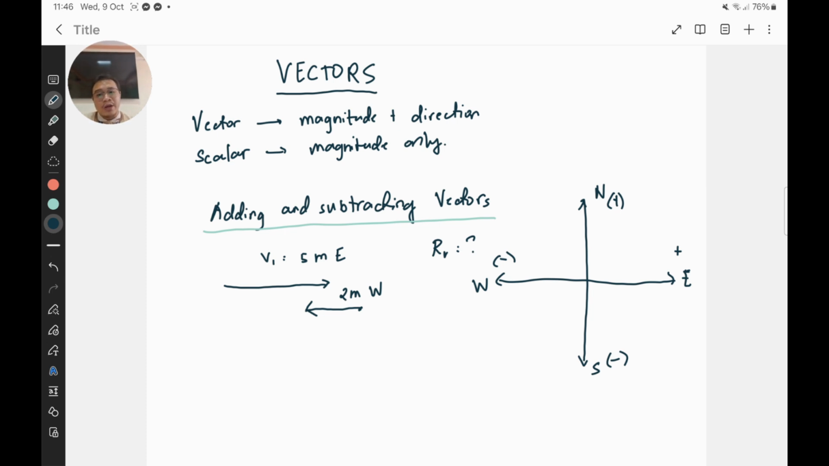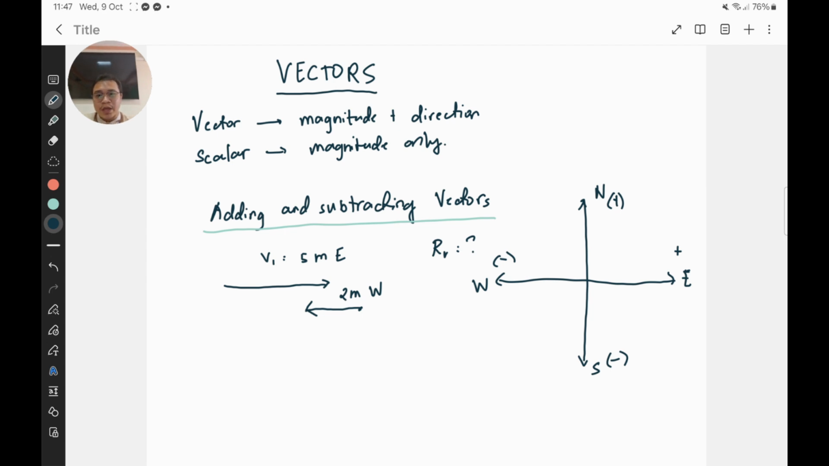So for our particular example, since both of these vectors that we are given are moving in opposite directions, that would mean that there will be subtraction of vectors in this case. And in most cases, my dear students, the larger vector will always determine the sign. We will always follow the sign of the larger vector of the two.